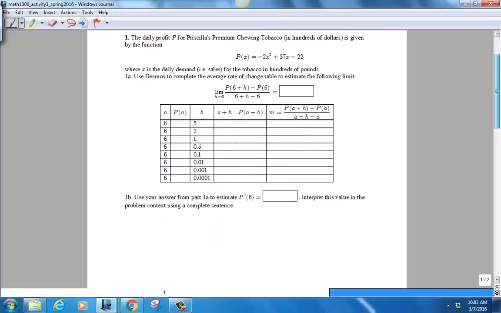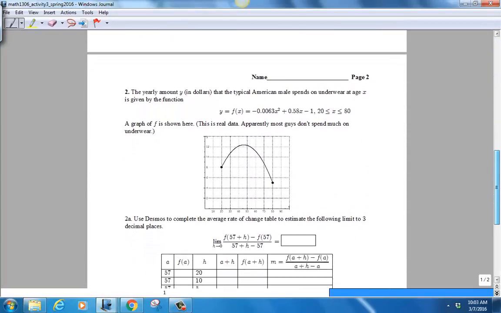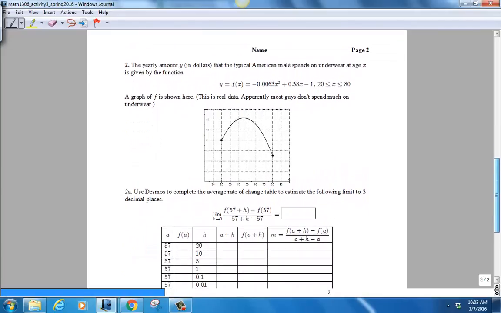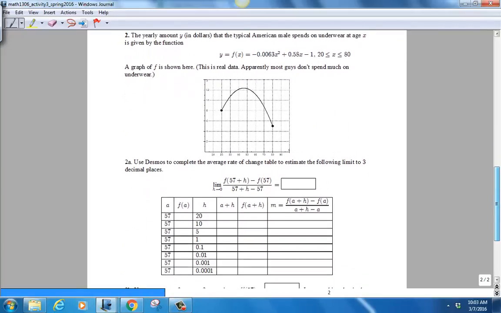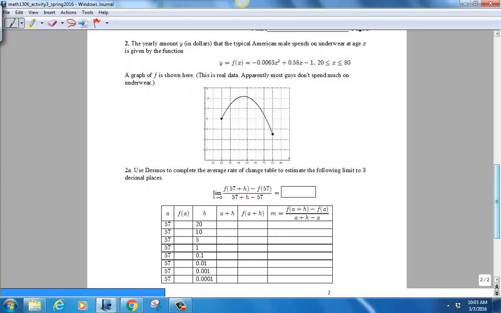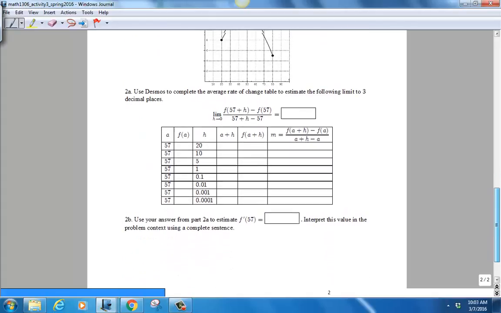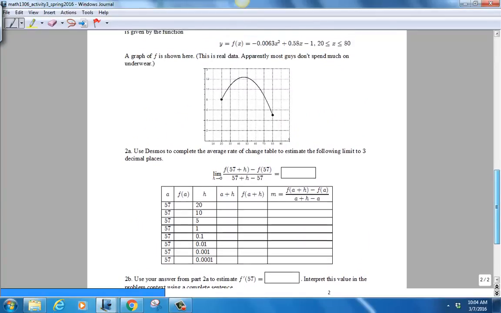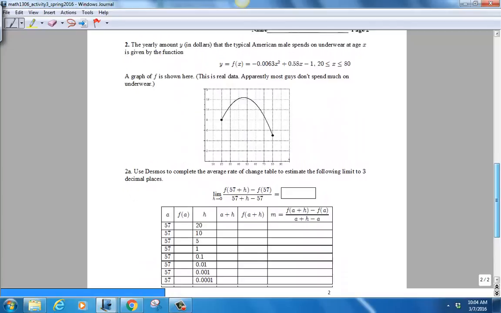So what y'all were going to do for me for today is to make out this table to estimate this instantaneous rate of change for this particular function at the input 57. That's what you're asked for here, and then interpret that value in the context of the problem. So this is that second problem in that activity 3 sheet, okay?